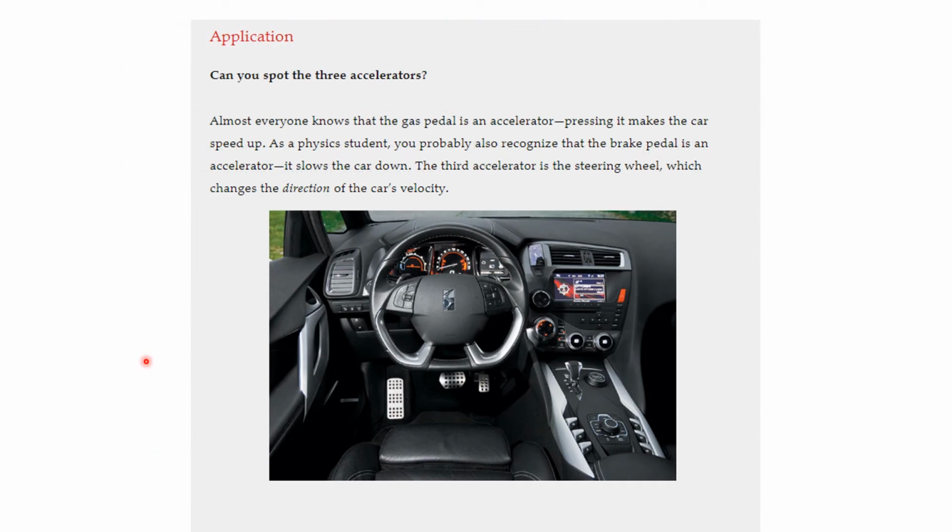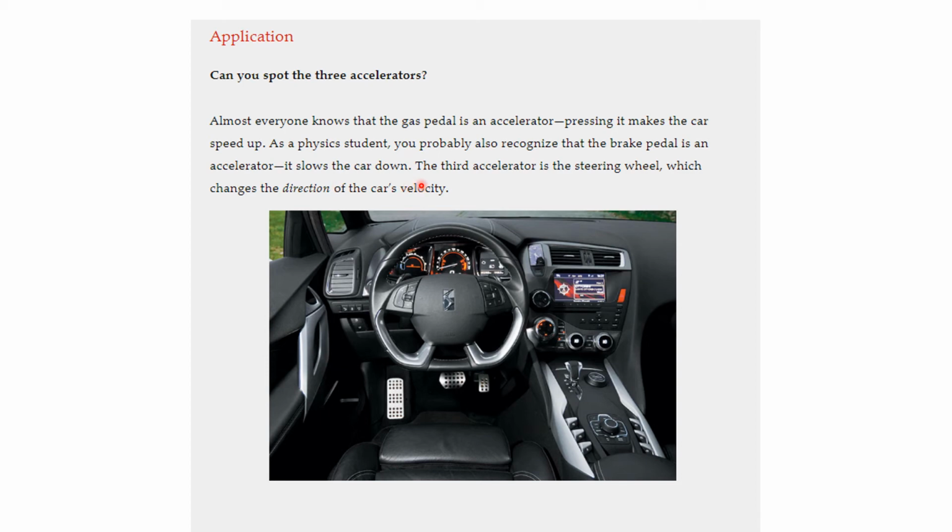So here is kind of a little concept test also. Can you spot the 3 accelerators in this picture? Well, almost everyone knows the gas pedal is an accelerator because if you press down on it, it makes the car speed up. But as a physics student, you probably also realize that the brake pedal is an accelerator. It slows the car down.